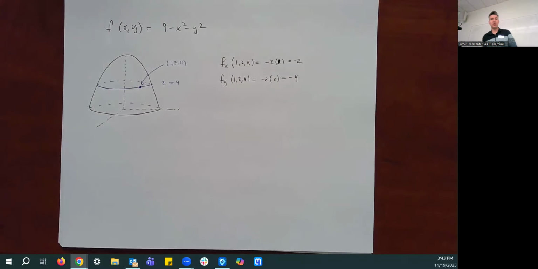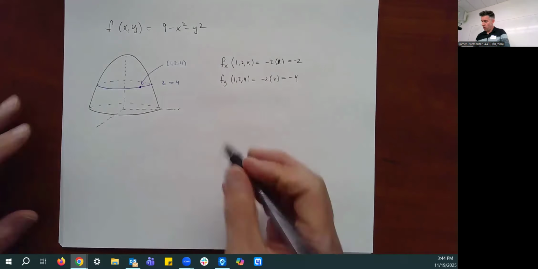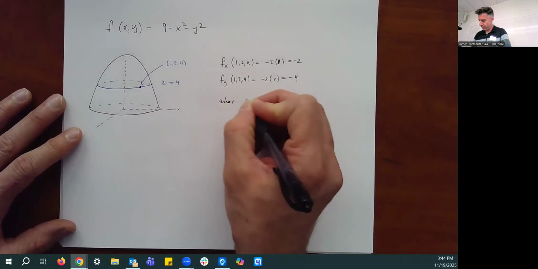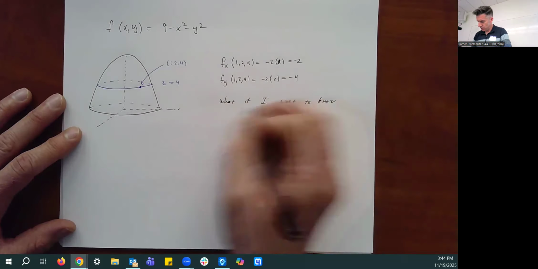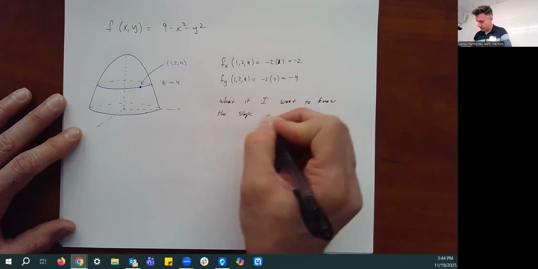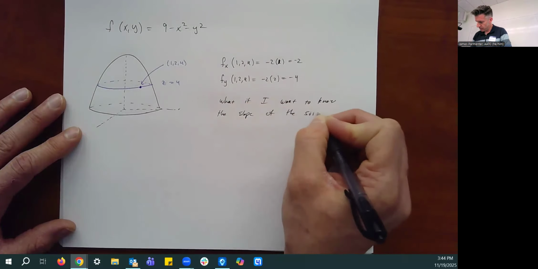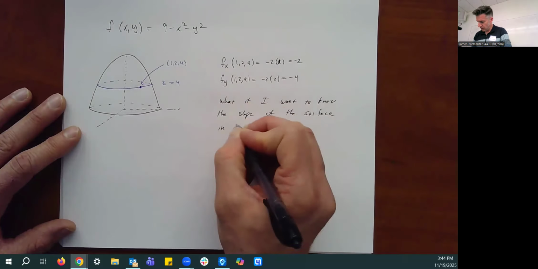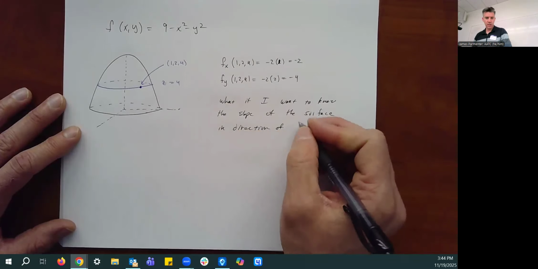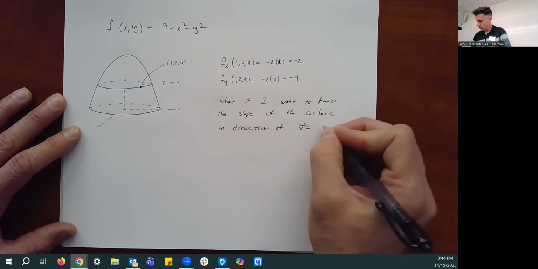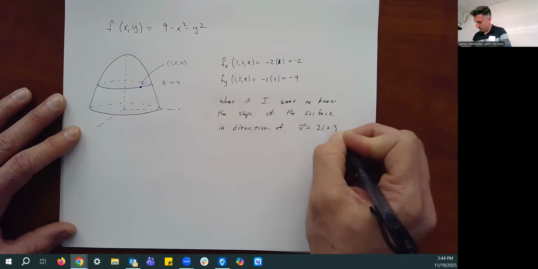But now we're really interested in finding the directional derivative in some other direction. Like for example, what if I want to know the slope of the surface in the direction of the vector, let's say v equal to 2i plus 3j.